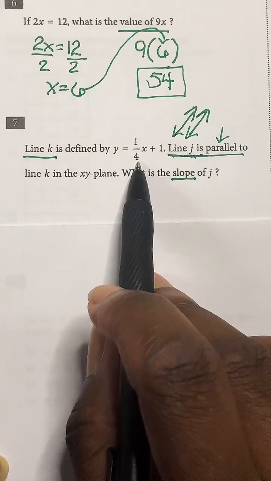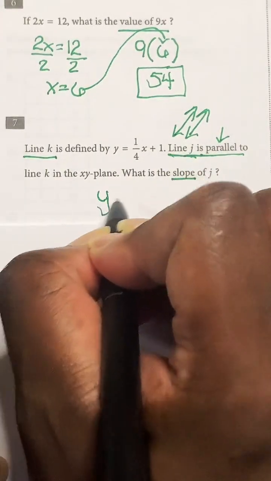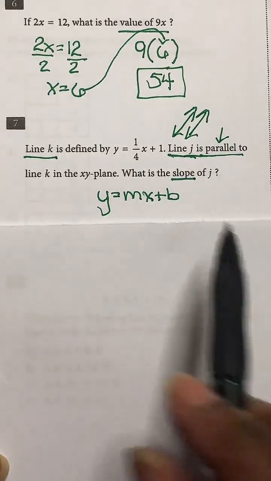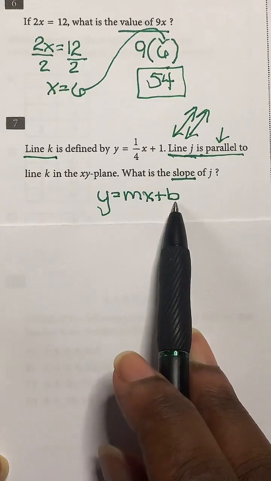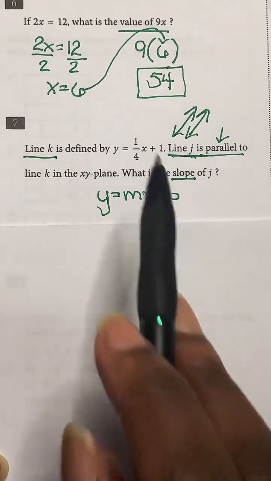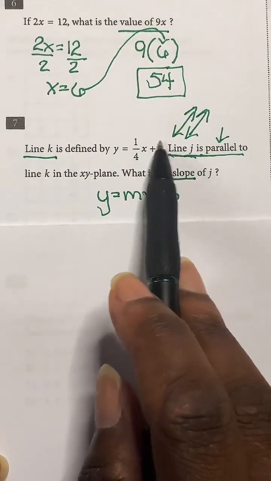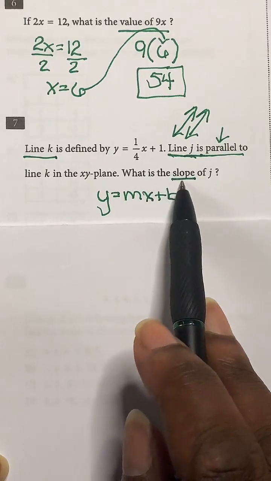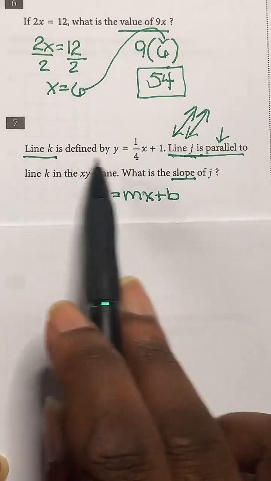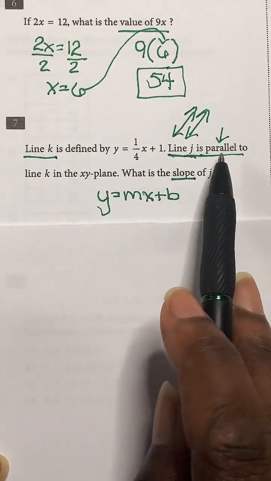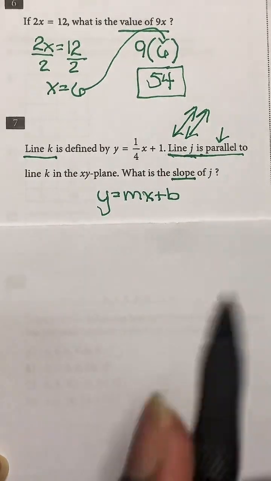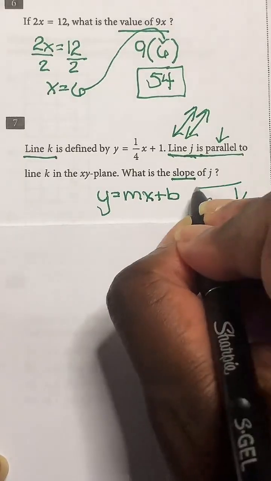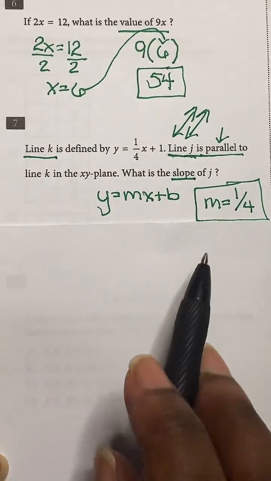So if you look at the equation, it follows slope-intercept form. The reason it's called slope-intercept is because you have your slope, which is m, and your y-intercept, which is b. We're not really going to be looking at the y-intercept because it's asking what is the slope of J. So if line K's slope is 1/4 and line J is parallel, that means the slope for line J is also 1/4. Parallel lines have the same slope.